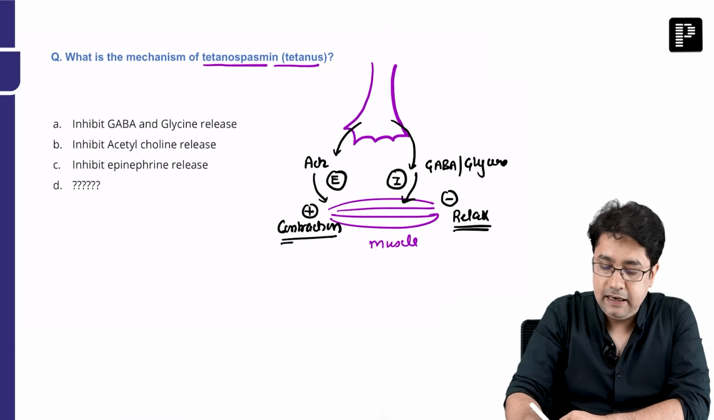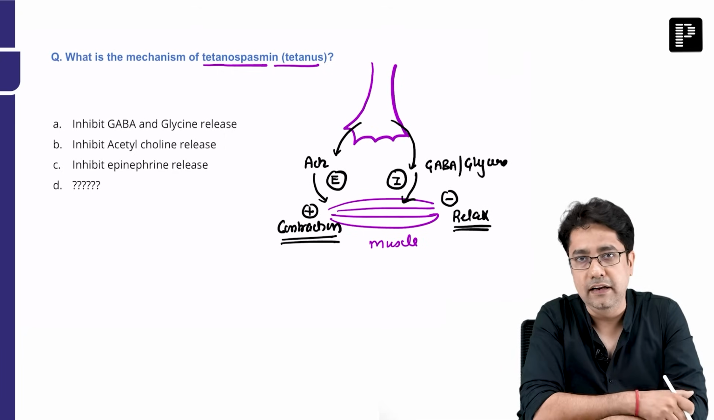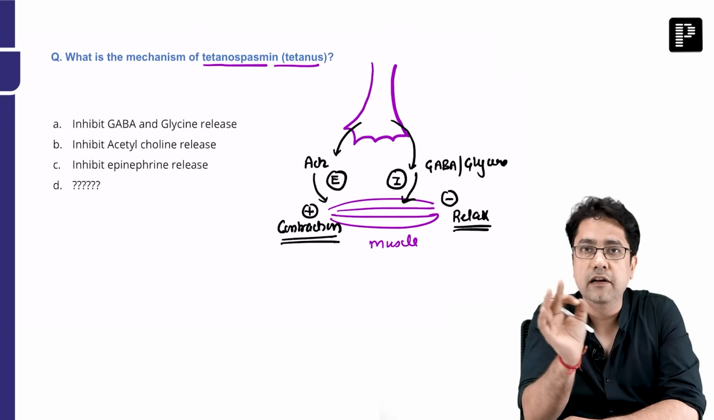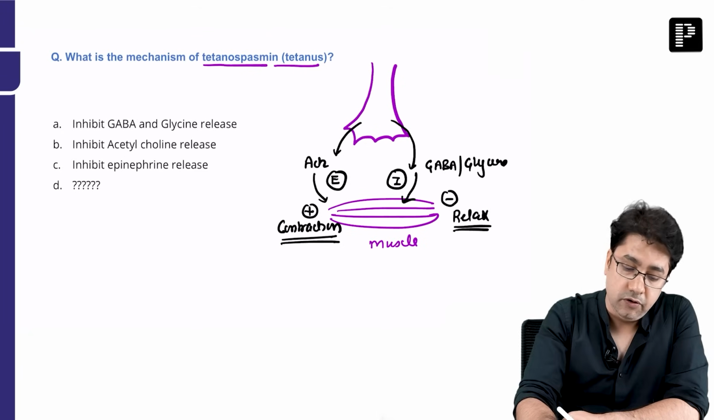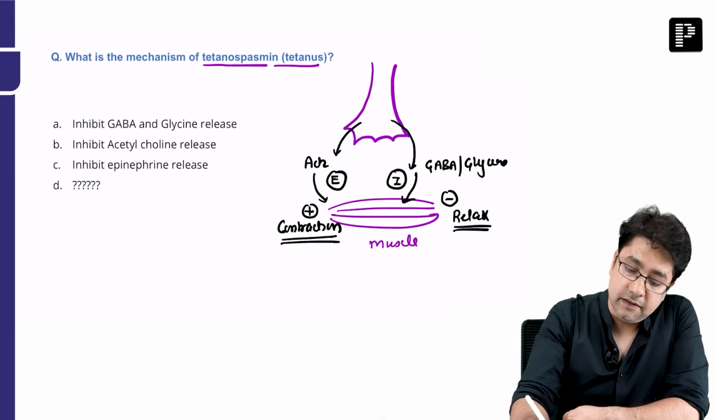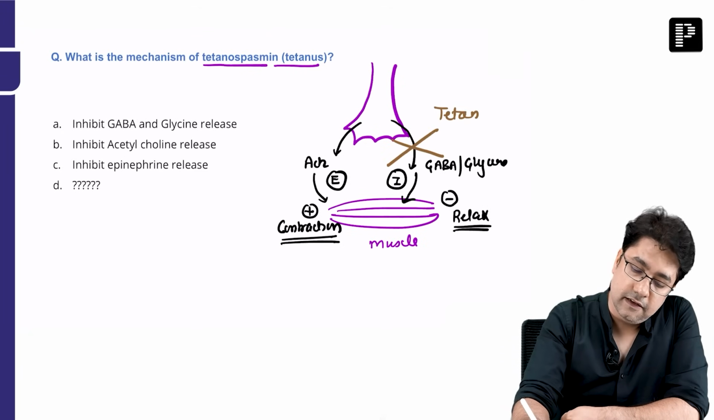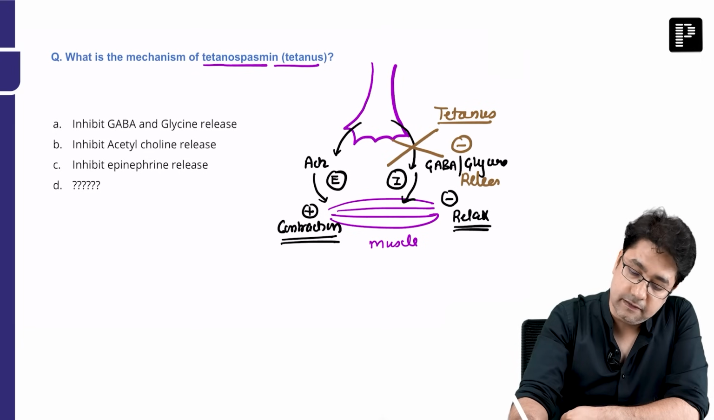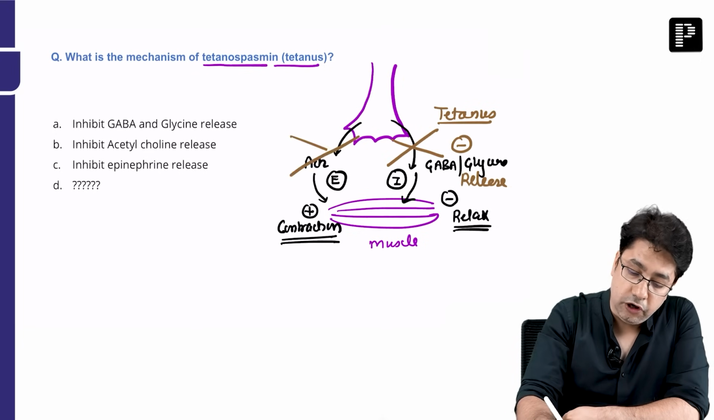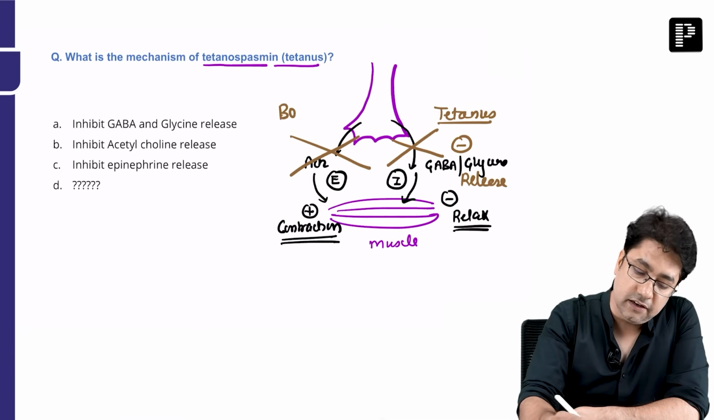Now there are Clostridium bacteria, like Clostridium botulinum and Clostridium tetani. Remember that there is tetanus toxin. Tetanus toxin inhibits the release of GABA and glycine, while botulinum toxin inhibits the release of acetylcholine.